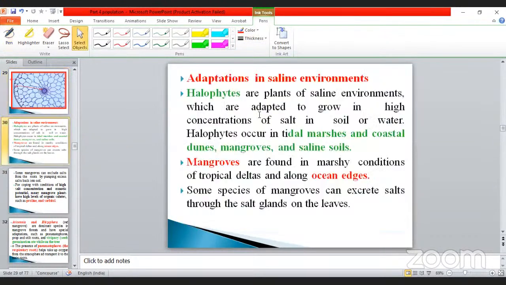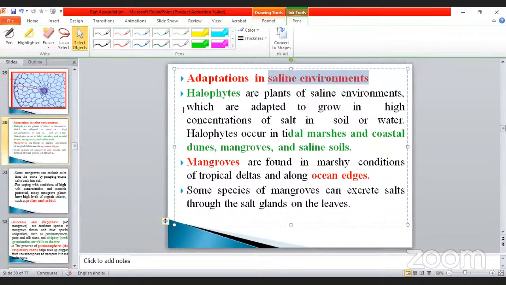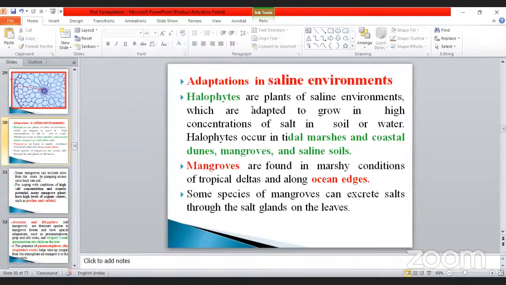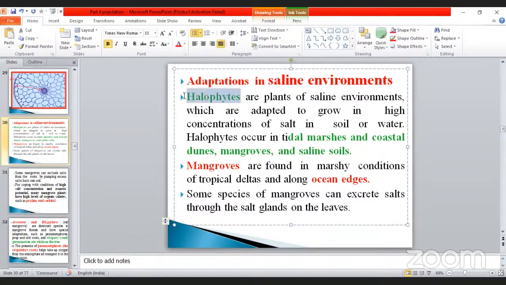See here, adaptation in saline water. What is the meaning of saline? Already you know, the salt concentration is high. Such conditions are called a saline environment. One of the most important habitats, already studied in bacteria, is that of halophilic archaeobacteria. You studied, isn't it, my dear? The archaeobacteria mostly live in high salt concentration, which is called halophilic in nature. They can survive in high concentration, even in the Dead Sea. Already studied, isn't it?